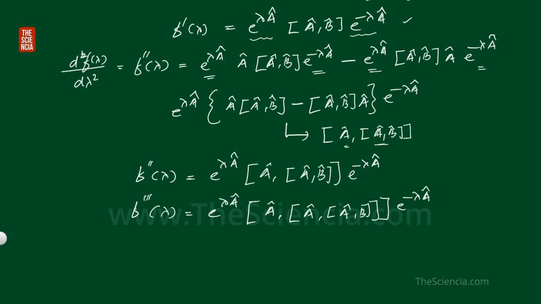Here what is our interest? Our interest is to find out f of lambda. What is f of lambda? That is equal to e raised to lambda a b e raised to minus lambda a. So from these values of the derivatives, how can we find out f of lambda? That is nothing but the Taylor series.